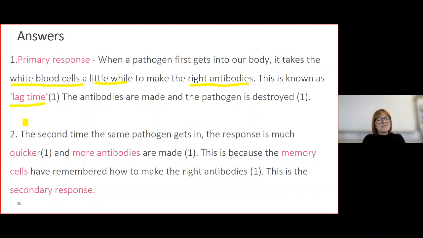Number 2, then: the second time the same pathogen gets in, the response is much quicker. So this is our secondary response. More antibodies are made, and this is because memory cells have remembered how to make the right antibodies. Have a look at those two responses. You would need to be able to answer both of those questions.